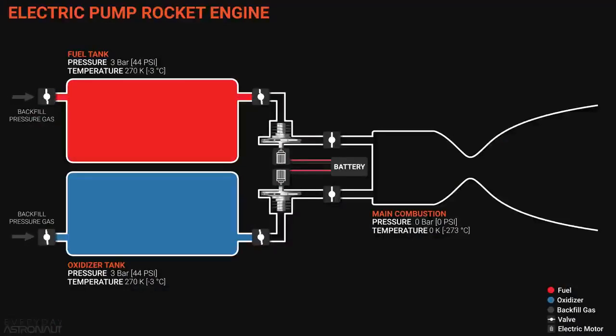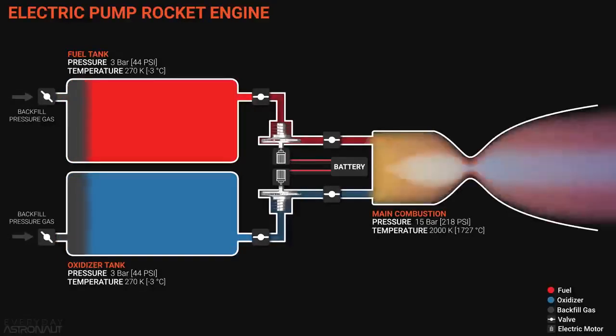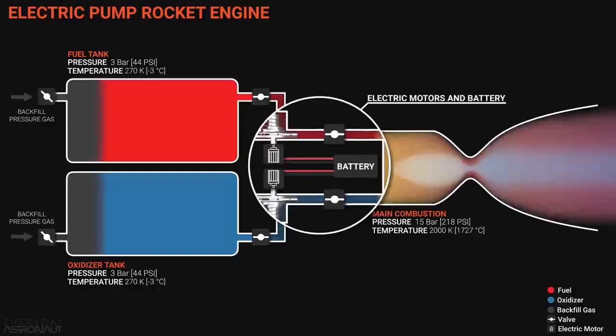Okay, so we want to pump our propellants into the engine. Obviously, a pump can increase the pressure a lot, and as we know, pressure is a good thing. But running a pump requires energy, a lot of energy. So perhaps the easiest way to power a pump is with electricity. That's right, that is now a reality in spaceflight. You can run a rocket engine with pressure from a pump run by an electric motor powered by a lithium battery.